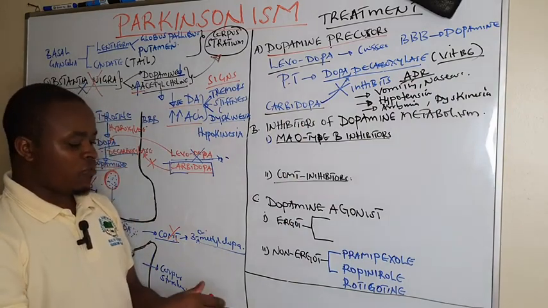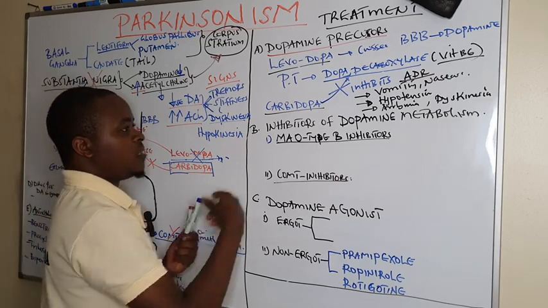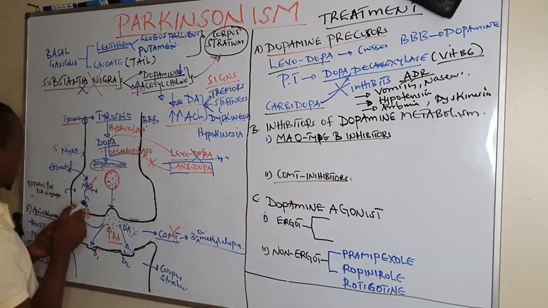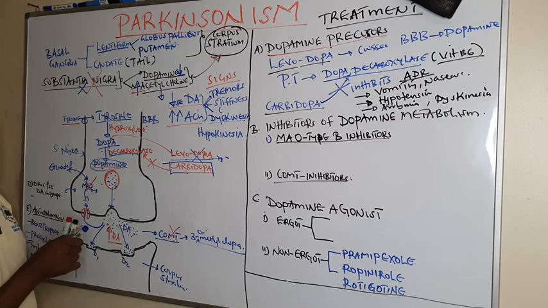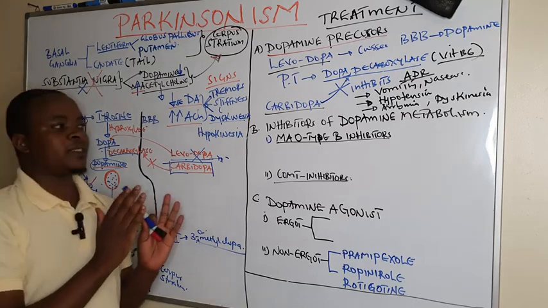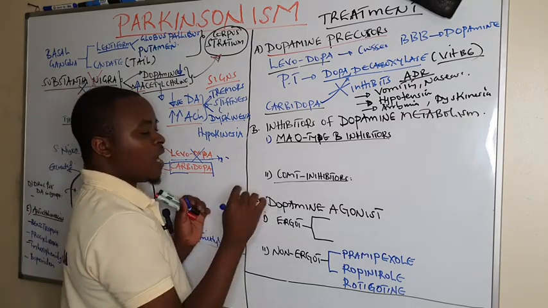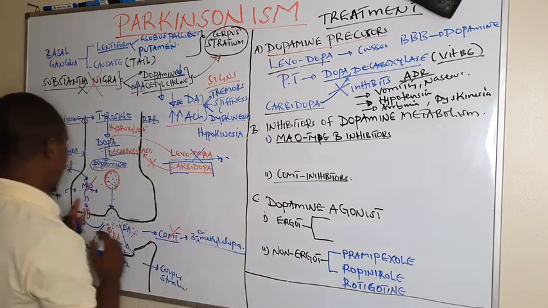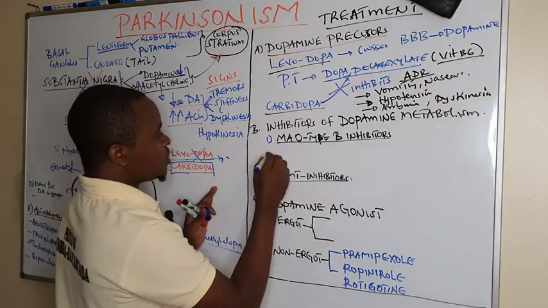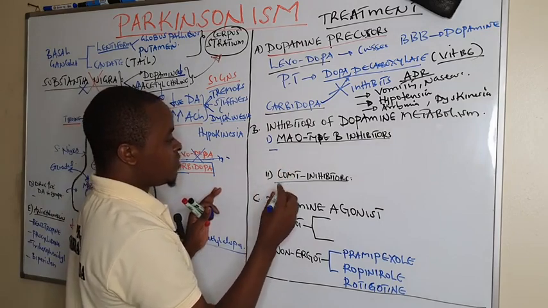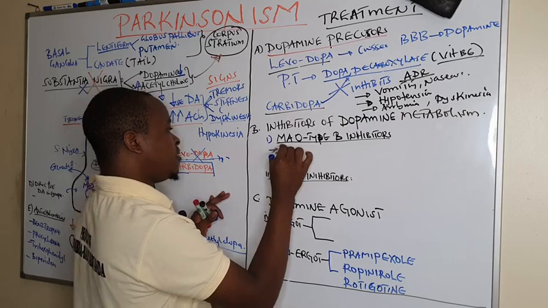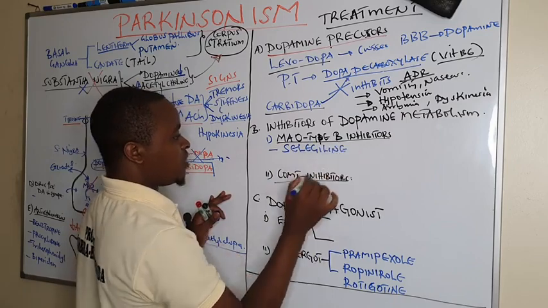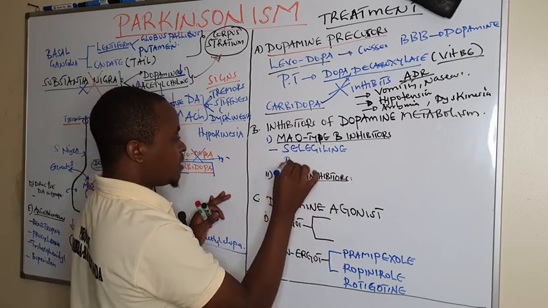Then another group of drugs we can discuss in this session is the inhibitors of dopamine metabolism, and one of them we are going to see is the type B inhibitors. These drugs are selective for type B monoamine oxidase, which also metabolizes dopamine after it is reuptaken. Examples of these drugs are selegiline and rasagiline.